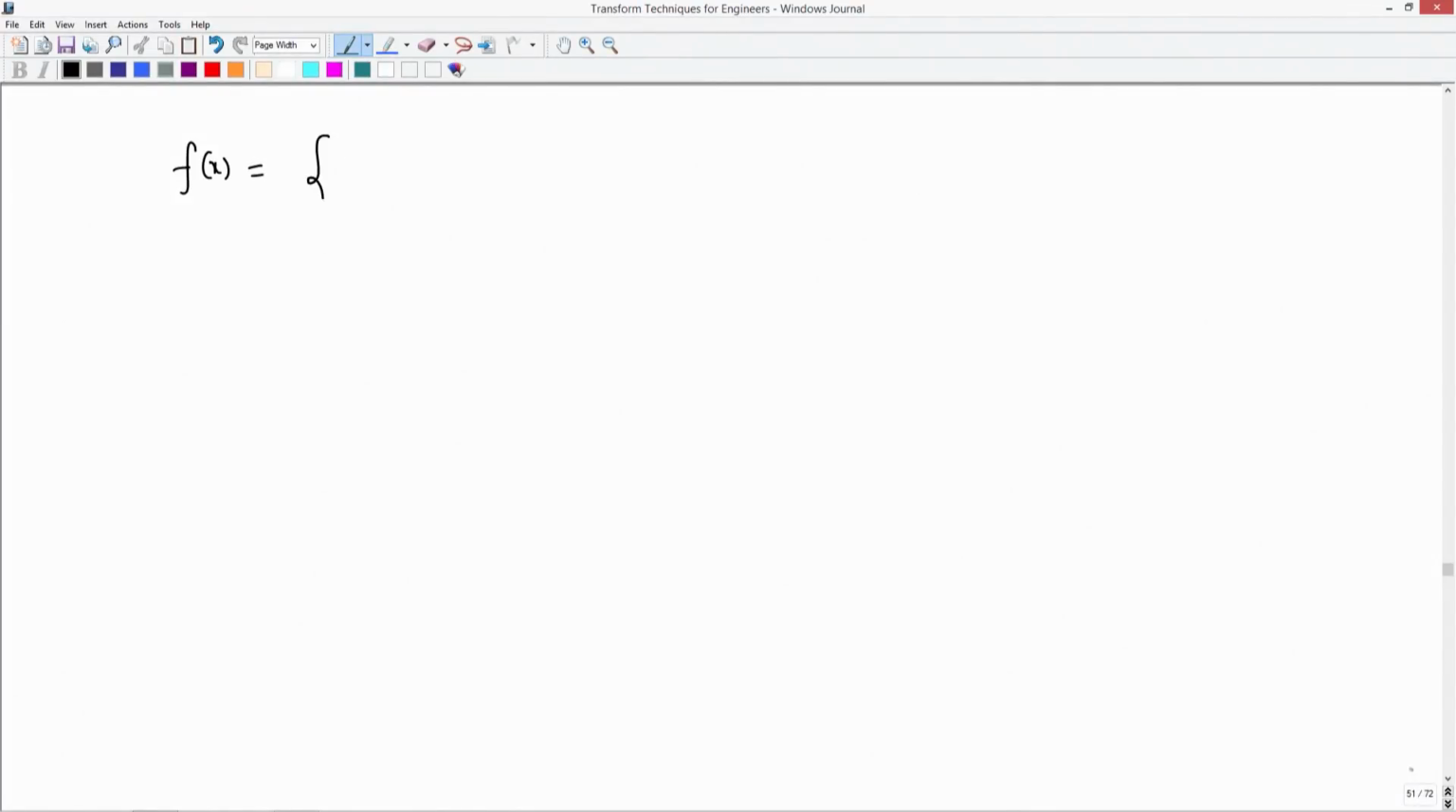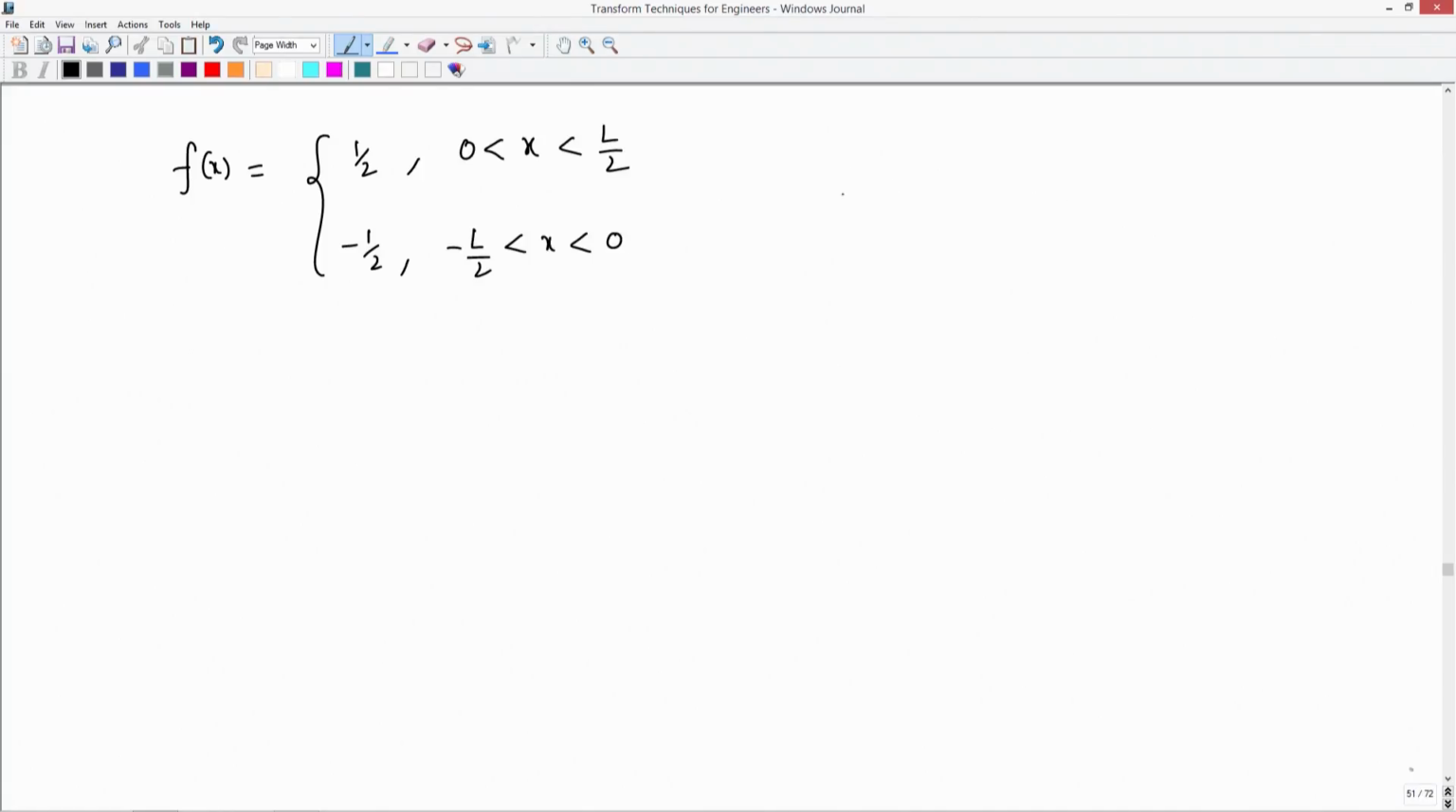We will try to explain the Gibbs phenomenon through an example that I worked out in the last video, and we start with that example. So, f(x) is a piecewise continuous function, in fact a piecewise smooth function, equal to half for 0 less than x less than L by 2, and minus half for minus L by 2 less than x less than 0.